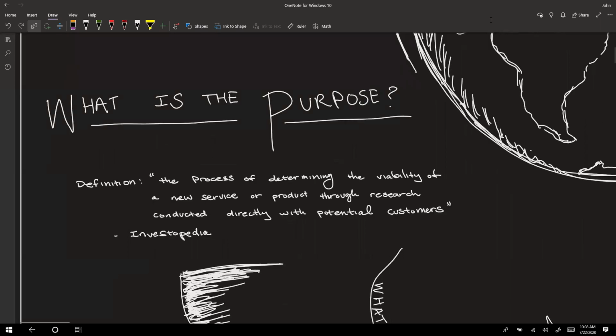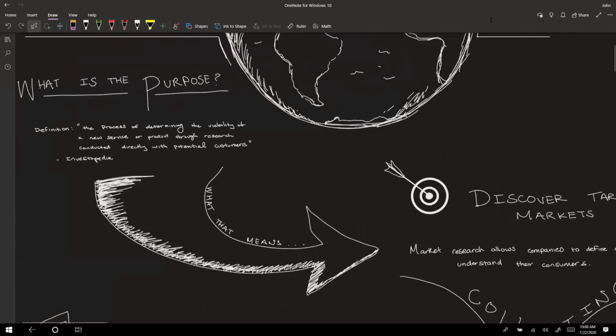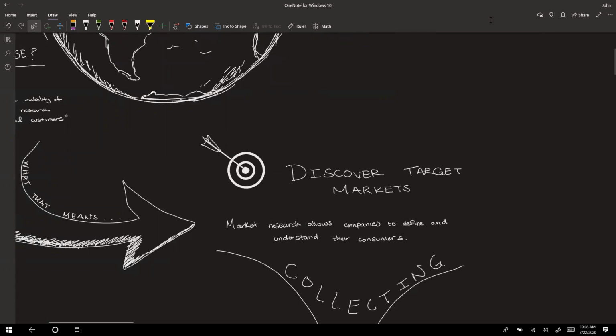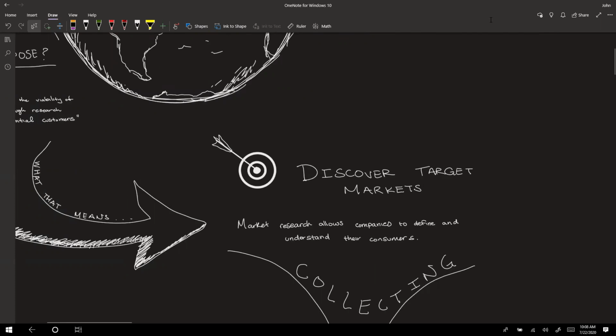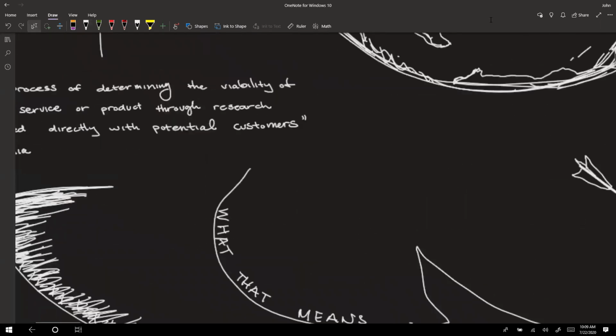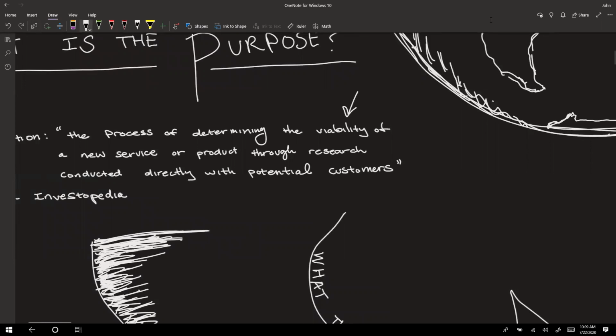All right, so what does that mean necessarily? Well, it's talking about discovering target markets, right? And learning about those target markets. So market research allows companies to define and understand their customers to a greater extent, right? So if I don't do market research, if I don't look into the markets that I'm going for, if I don't understand those target markets that I'm looking at, then I'm not going to be able to understand how I best reach out to my customers, right? How do I best see the viability of a new product or service?